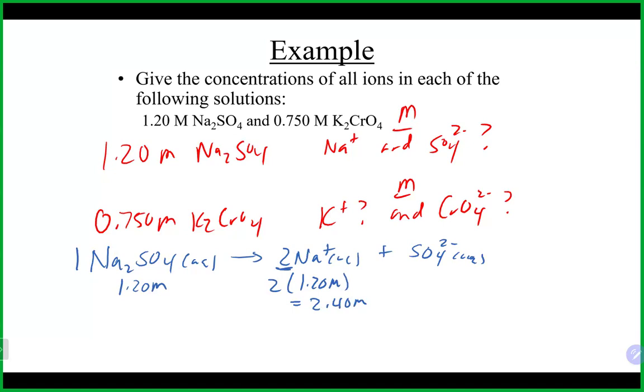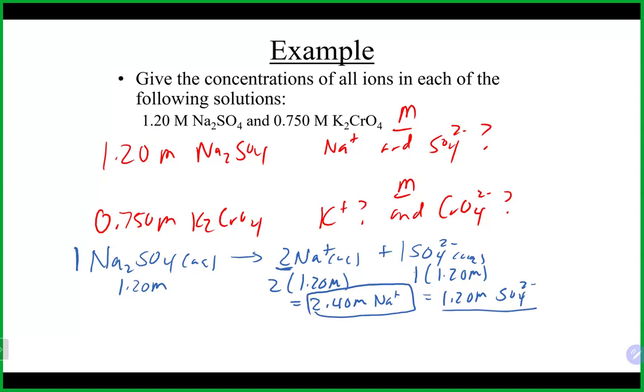When we look at the sulfate, it is a 1:1 relationship, which means we just multiply it by 1, so it stays the same. And it would be 1.2 molar for our sulfate. And this is for our sodium there. Any questions on that one there?